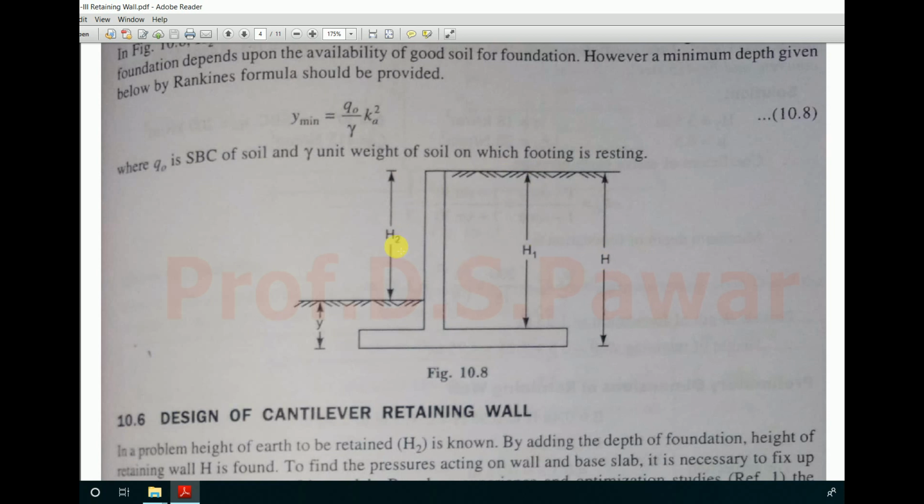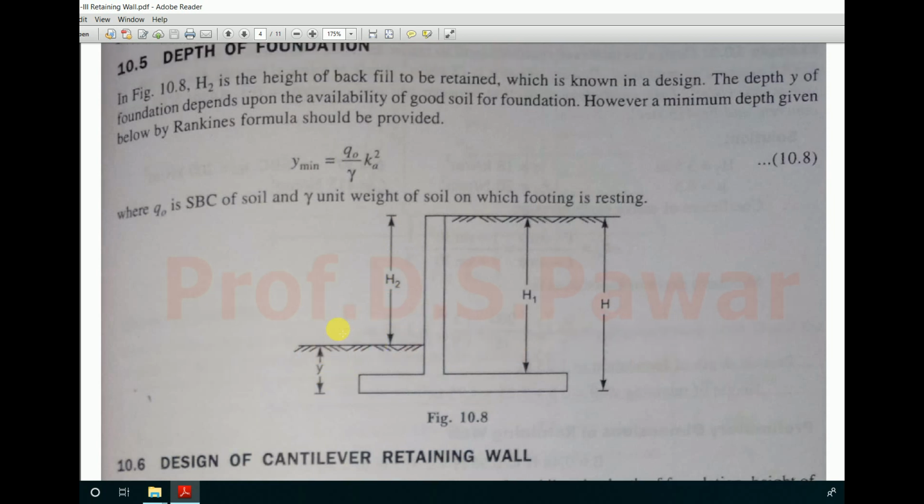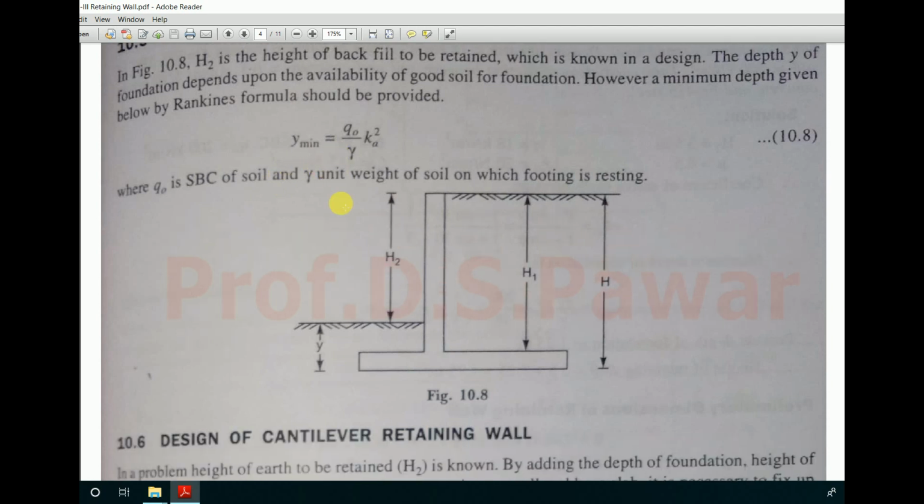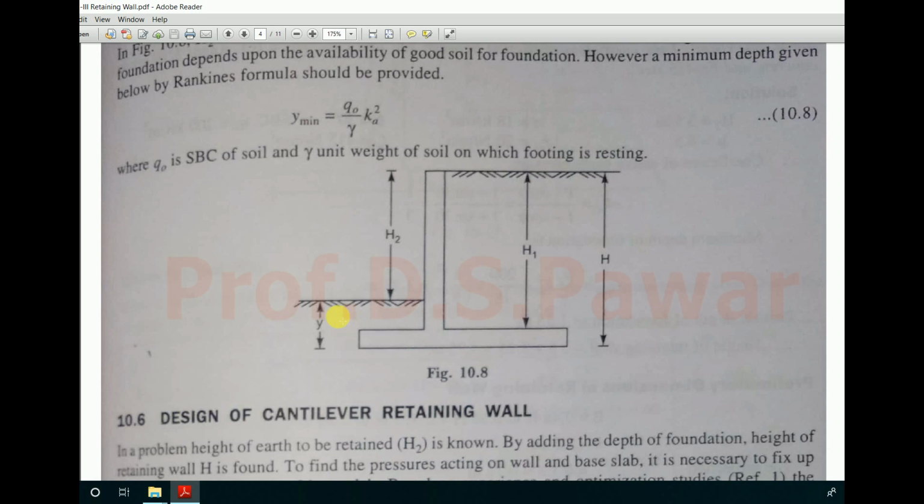H1 is equal to the height of the stem. H2 is the distance of the retaining wall above ground, and generally in exams this data is given, and then you have to calculate this value y, and y is nothing but the minimum depth of foundation required. For that you have to use this formula: y minimum is equal to q0 divided by gamma into ((1 - sin phi)/(1 + sin phi)) squared, that is, k1 square. So q0 is the SBC of soil, gamma is the density of soil, and K is the active earth pressure coefficient. And by using this formula we are going to get this Y value.